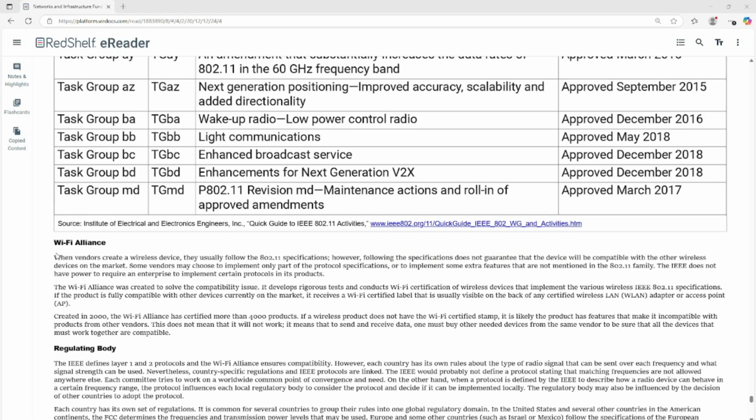Then comes the Wi-Fi Alliance. IEEE sets those specifications, but they do not have the power to require an enterprise to implement certain protocols in its product. Therefore, the Wi-Fi Alliance was created to solve the compatibility issue. It develops rigorous tests and conducts Wi-Fi certification of wireless devices that implement the various wireless IEEE 802.11 specifications. It was created in 2000.